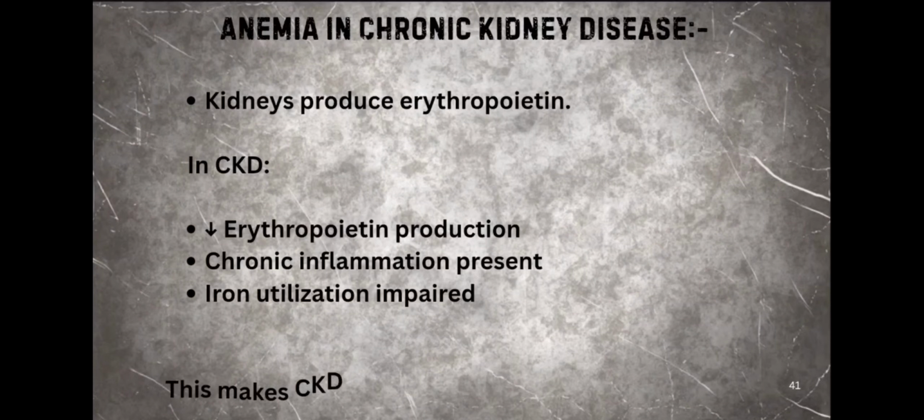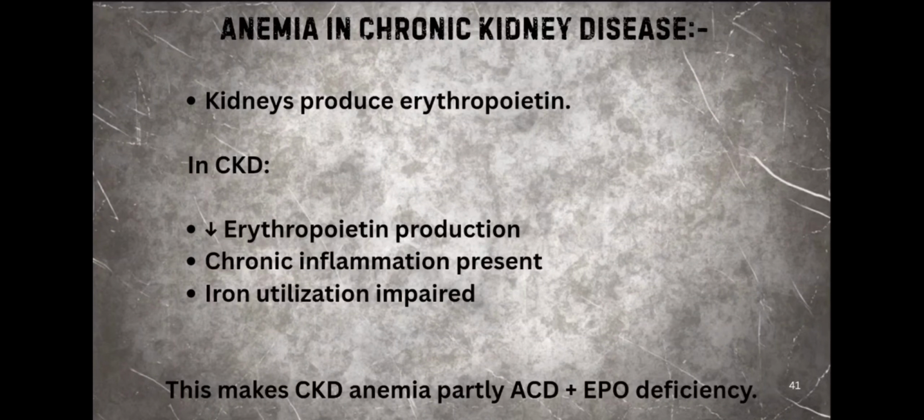Anemia in chronic kidney disease. The kidney produces erythropoietin. In chronic kidney disease, erythropoietin production is decreased, and there is chronic inflammation and impaired iron utilization. So this makes the anemia of chronic kidney disease partly anemia of chronic disease plus erythropoietin deficiency.